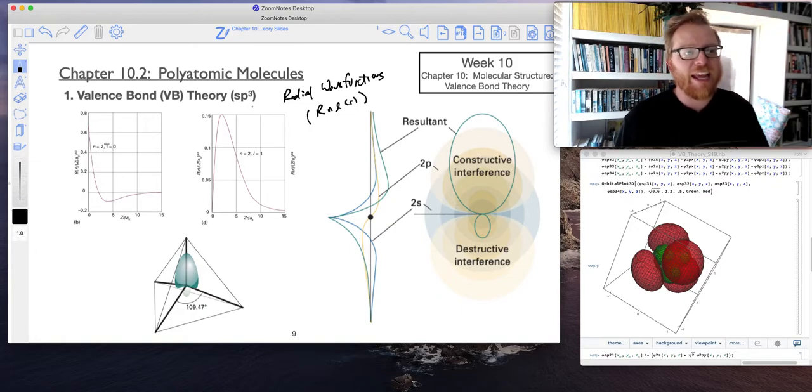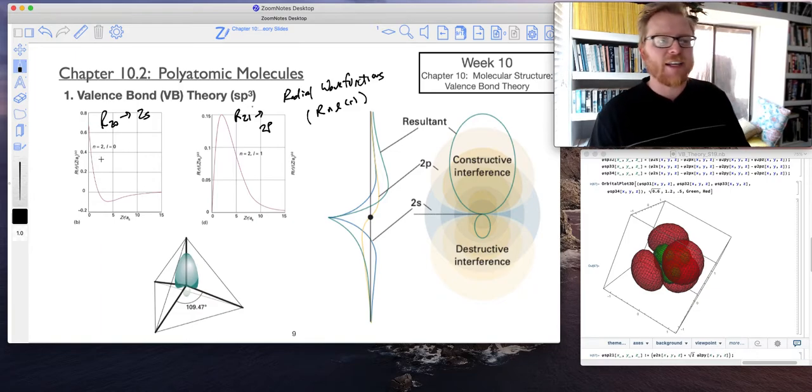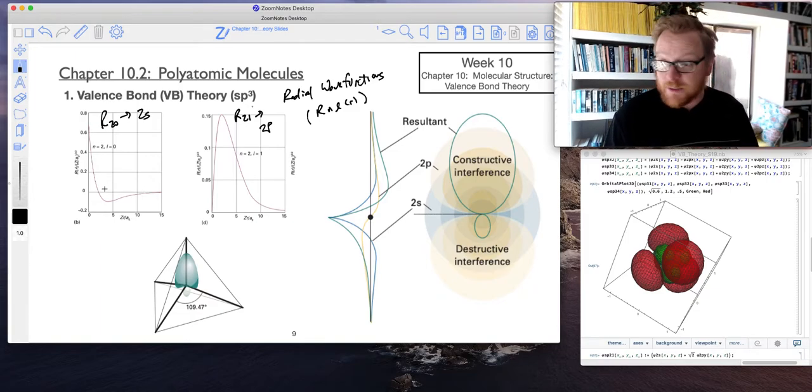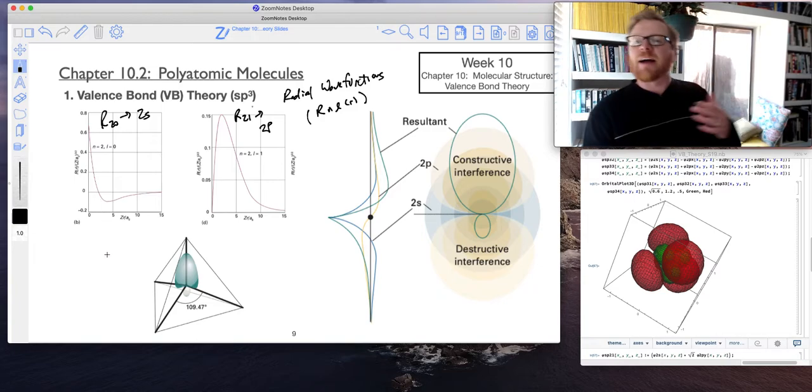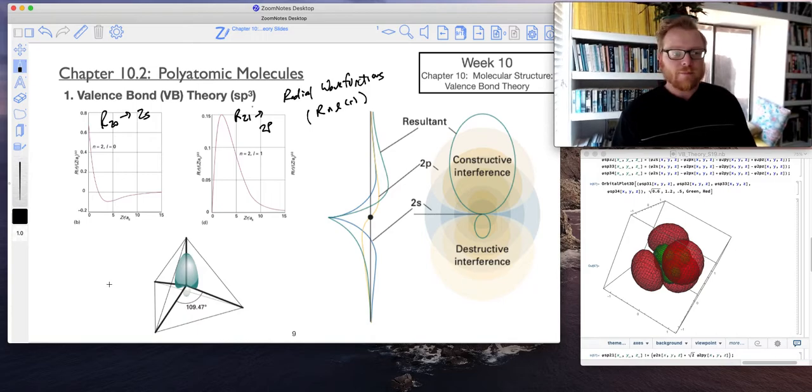So for example, when n is 2 and l is 0, that's R20, which is the 2s wave function. And when n is 2 and l is 1, that's R21. That gives me the 2p radial wave function. And so we note that the 2s, and this is not the square, we want to see positive and negative values. The positive and negative values of the wave functions are important in molecular orbital theory and in valence bond theory.